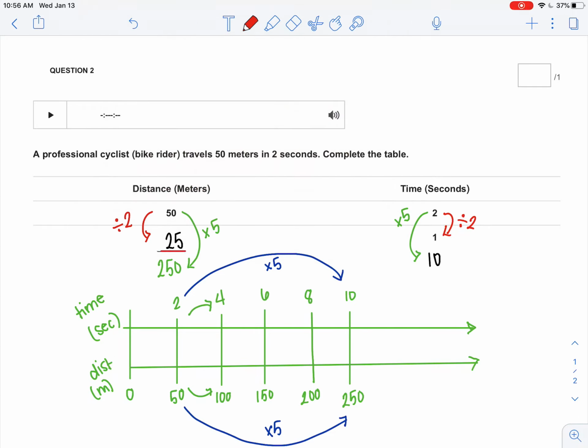And again, when we found 25 and 1, we did the same exact thing. We took 2 seconds and we split it in half. That would be 1. 1 is halfway between 2 and 0. And halfway between 50 and 0 is 25. So what we're doing in the table is the same thing that we were doing in a double number line. The only difference is we're simply using multiplication and division instead of skip counting all the way up to these really high numbers.